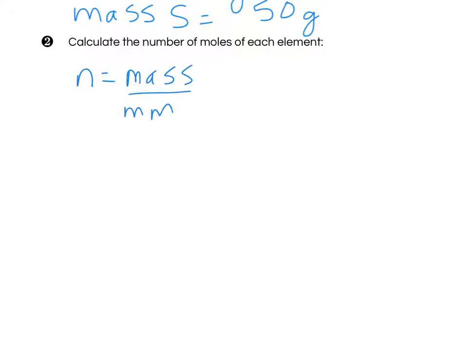And so if I'm looking for the number of moles of sulfur, I'm going to put a little s subscript s there, then the mass was 50 grams. And I'm going to divide that by the molar mass of sulfur, which I believe is 32.00 grams per mole. I'm going to leave the units out just to keep this a little tidier. And I'm going to grab my trusty periodic table to double check that.